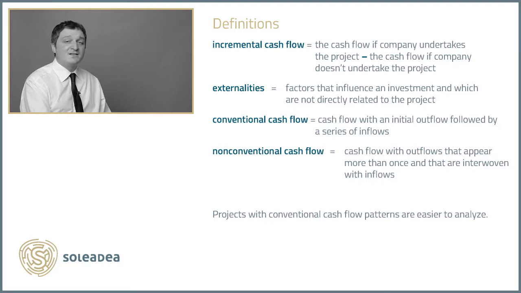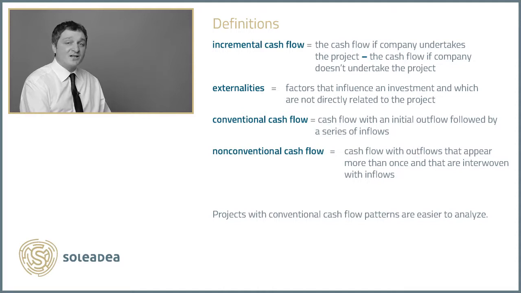Externalities are factors that influence an investment and which are not directly related to the project. They can be both positive and negative, and they can come from the same company or from outside. One example of externality can be cannibalization, a situation in which the benefits of investment projects adversely affect revenues from other activities of the company.